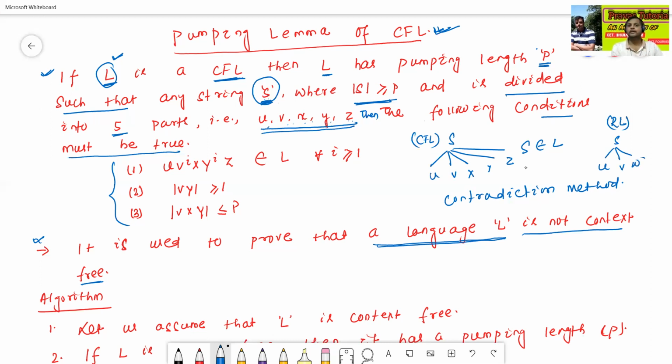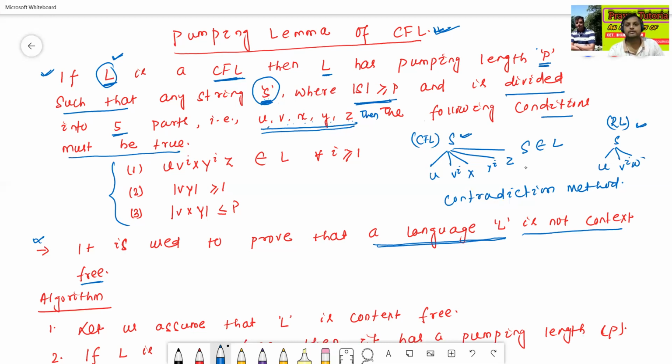In case of the pumping lemma of regular language, v must be a self loop. But in case of context-free language, v and y must be self loops, meaning there are 2 self loops in context-free language, but generally 1 self loop in regular language. This is the difference between the pumping lemma of regular language and context-free language.